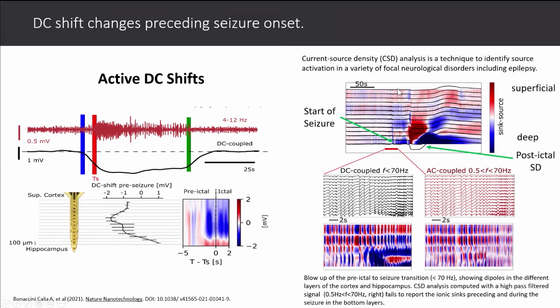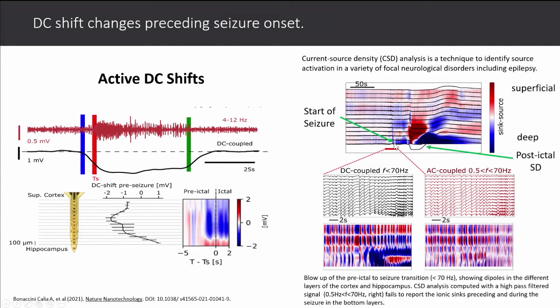So here you'll see from the superficial layers of the cortex all the way down to the deeper layers, these are our different transistor recordings. And there's a seizure here followed by a spreading depolarization. And obviously there is a massive sink and source that is associated with that spreading depolarization.